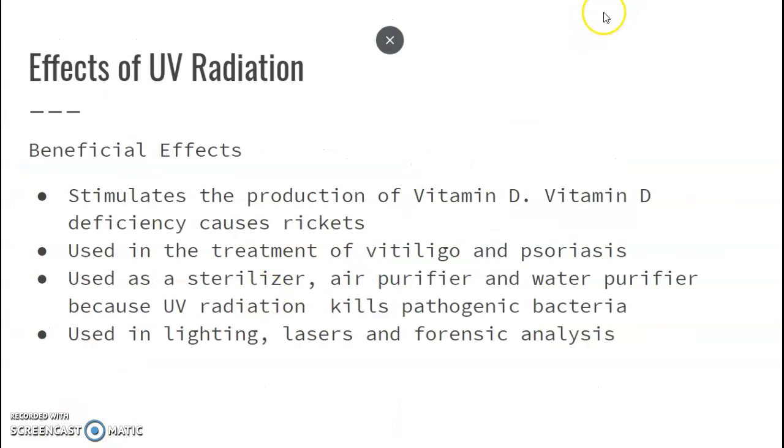Okay, so not everything is bad. UV radiation has good. We do need it. It stimulates the production of vitamin D. When the sun shines down on us when we're outside, we make vitamin D in our skin. And we need that to avoid vitamin D deficiency diseases like rickets, which is a problem with your bones.